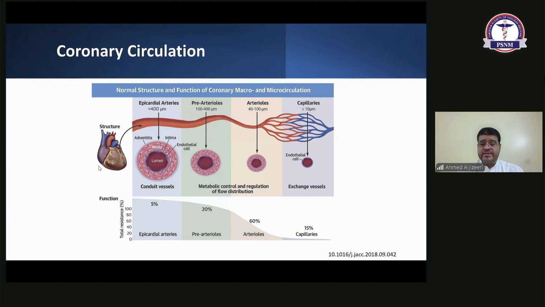On top of that, we know from our physiology that the majority of regulation of blood flow happens at the pre-arterial and arteriolar level, probably in capillaries.